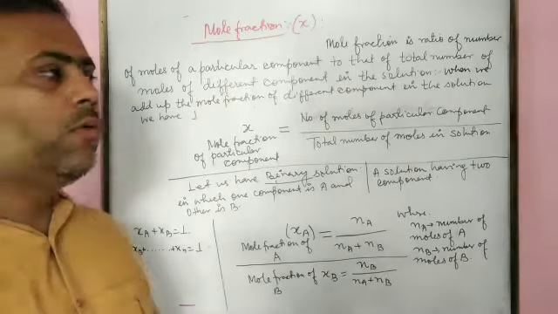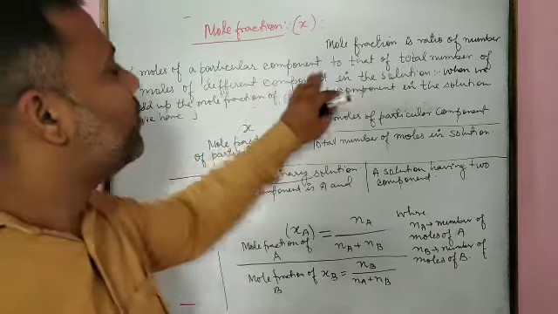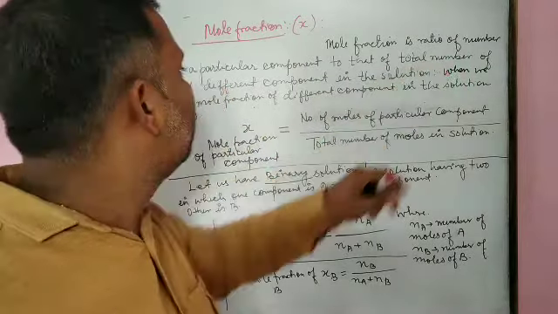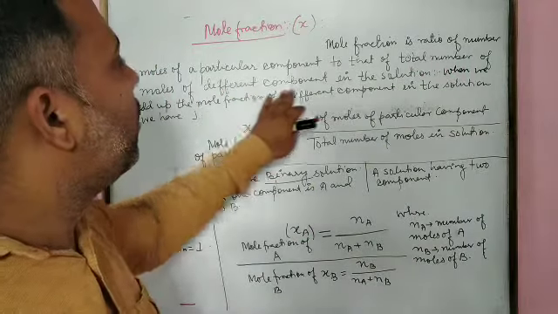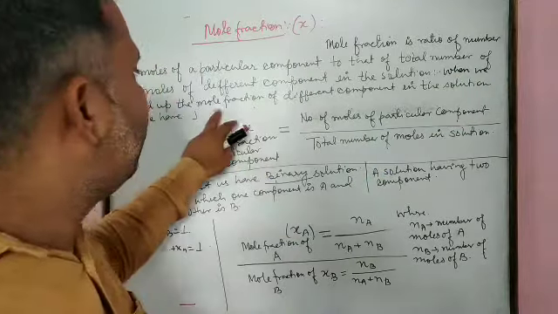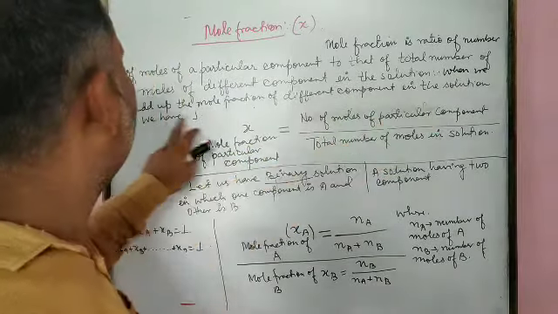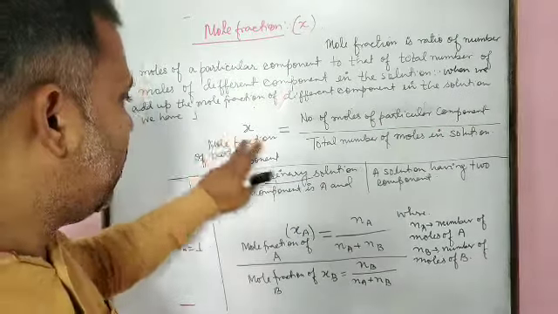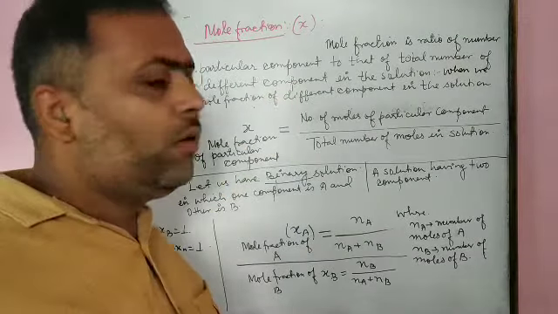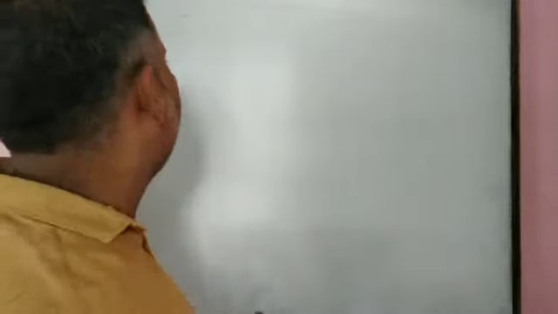This is how we have studied the mole fraction, the ratio of number of moles of a particular component to that of total number of moles of different components in the solution. We have also discussed that when we add up the mole fractions of different components, we get 1 in the solution, as we have stated by taking various examples. We will discuss the next quantity, that is molarity.